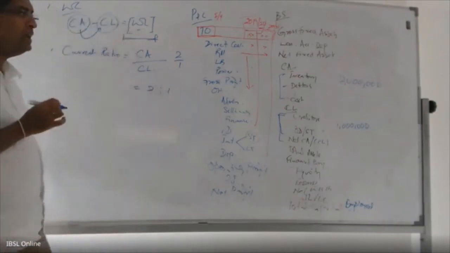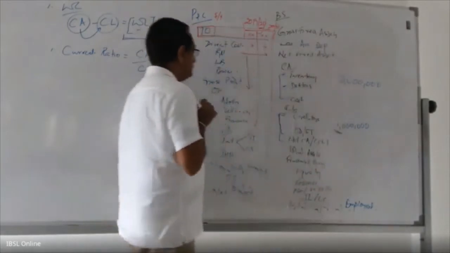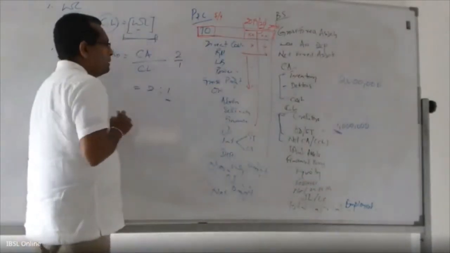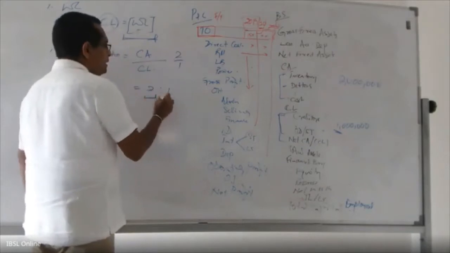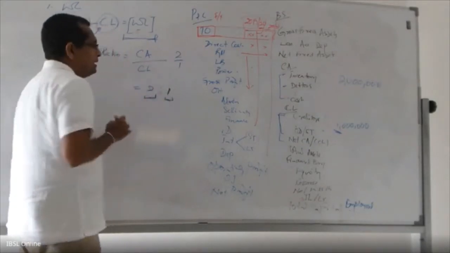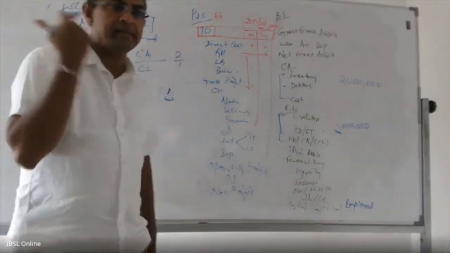Right? That means every rupee in current liabilities is covered by 2 rupees in current assets. Each rupee in current liabilities is covered by 2 rupees in current assets.